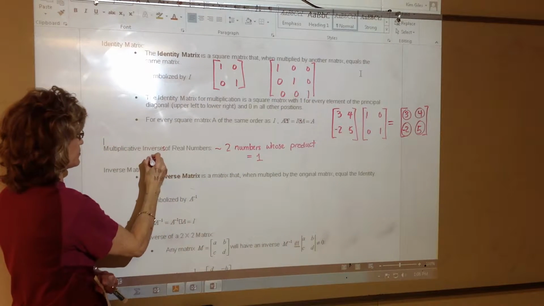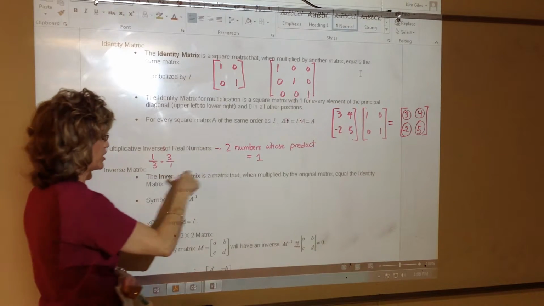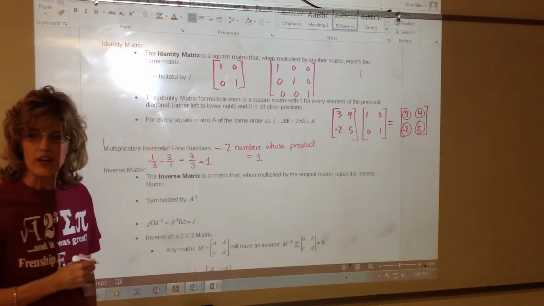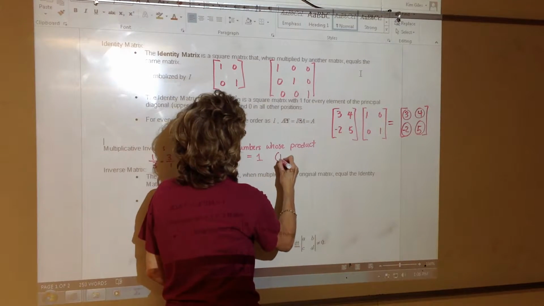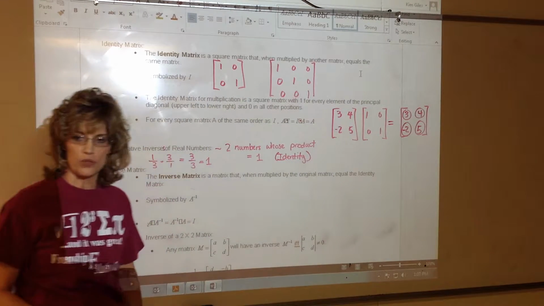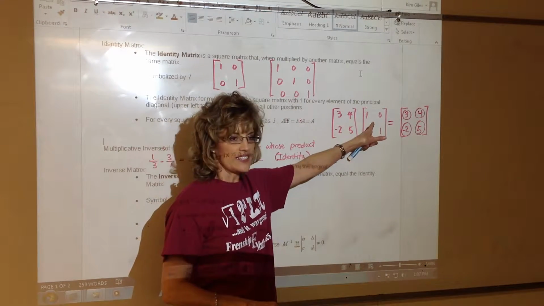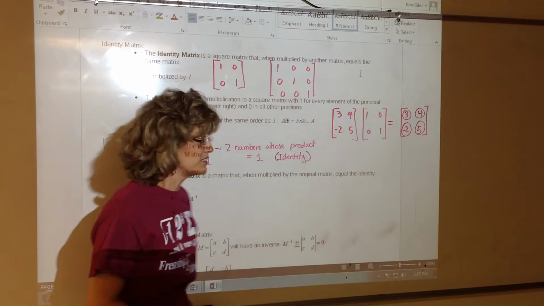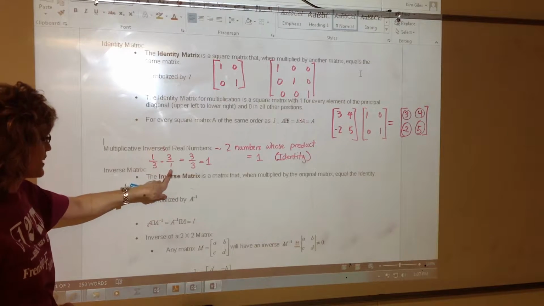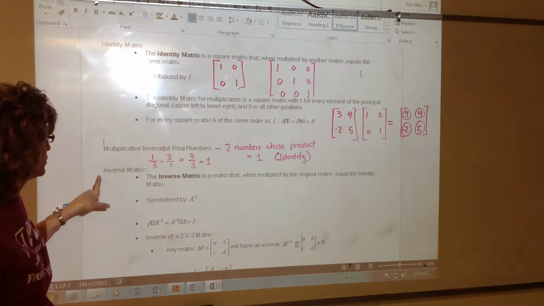So here are some examples. 1/3 and 3/1. If you multiply those fractions straight across the top, straight across the bottom, you'll get 3/3 or 1. 1, as it turns out, is the identity for real numbers. So 1 is to real numbers as the identity matrix is for matrices. And so anytime you multiply multiplicative inverses, you will always get the identity. That's true for matrices too.